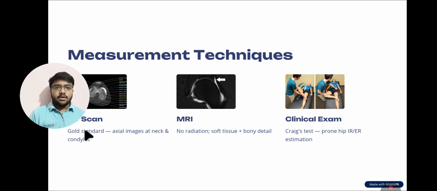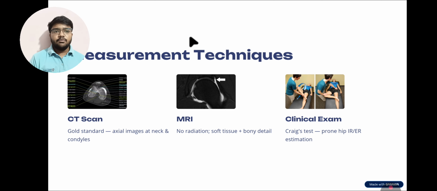Then how can we see the femoral torsion? For that there are many techniques. In this PPT I have mentioned CT scan, MRI, and clinical examination. From a CT scan we can see the angle of the femur and how it is twisted. From MRI also we can see, and by clinical examination. Clinical examination can be done by Craig's test, prone hip internal rotation and external rotation examination.